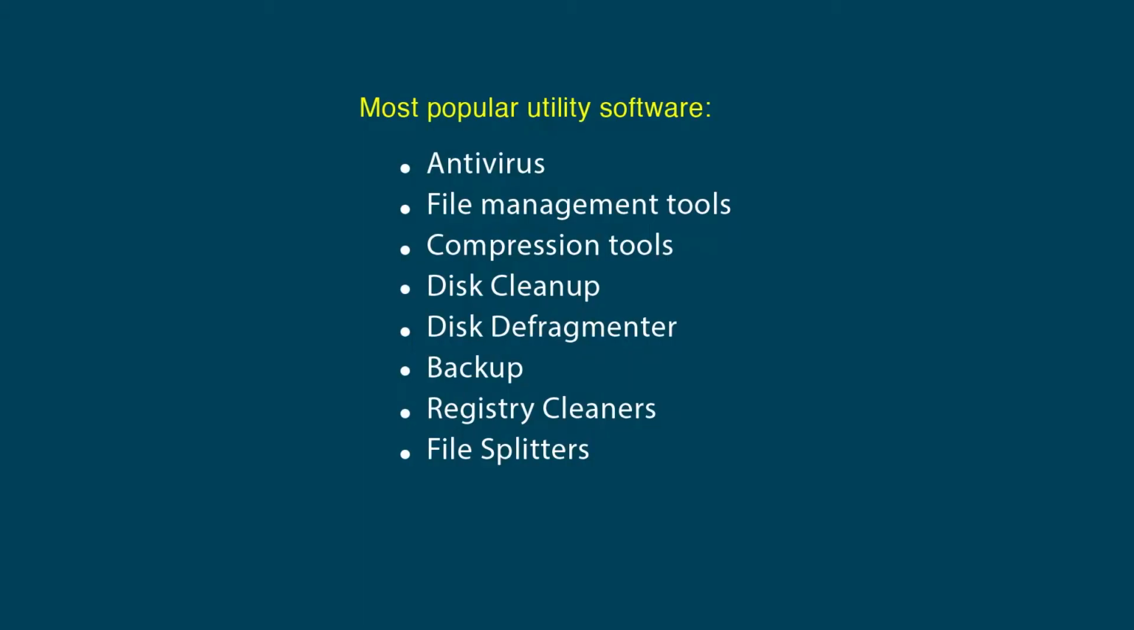Most major operating systems come with several pre-installed utilities. Some of the most popular utility software are given here: antivirus, file management tools, compression tools, disk cleanup, disk defragmenter, backup, registry cleaners, and file splitters.